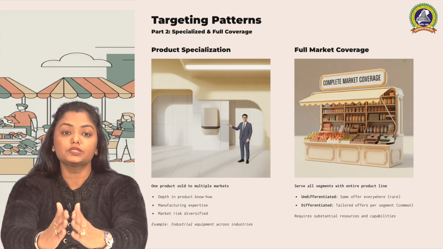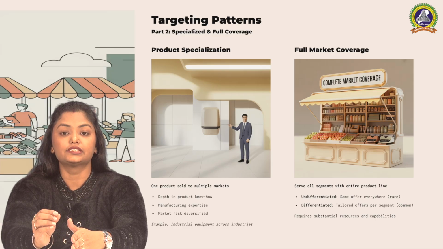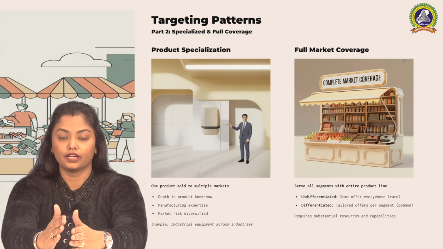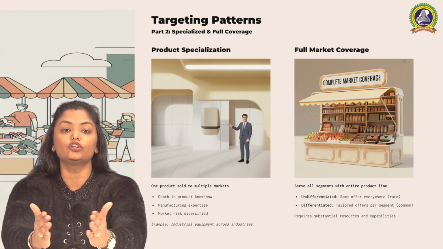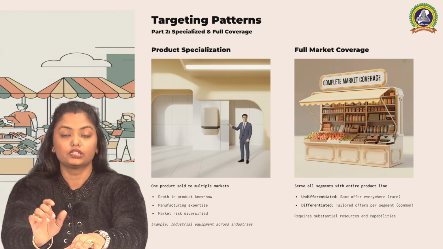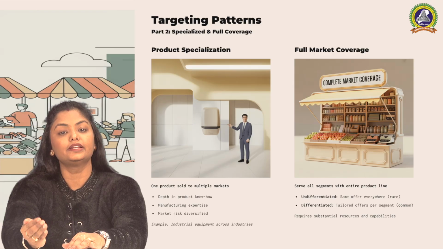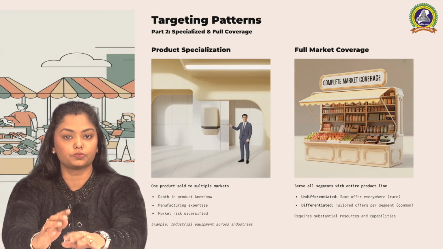The fourth pattern is product specialization. This is the mirror image of the last one. Here, the firm operates in a single market but provides a variety of products to that market. The goal is to fulfill many needs of one particular customer group.